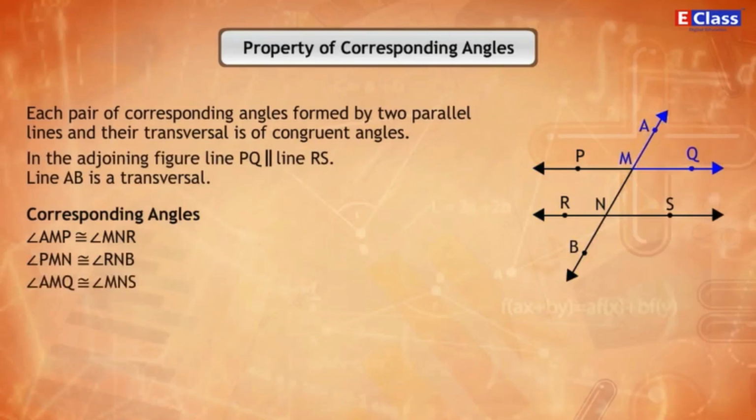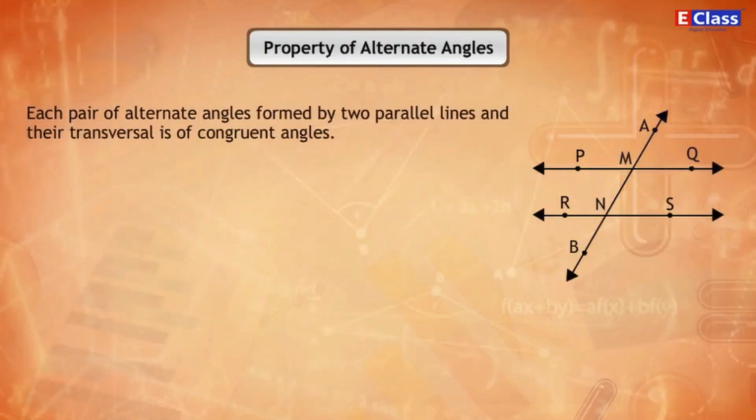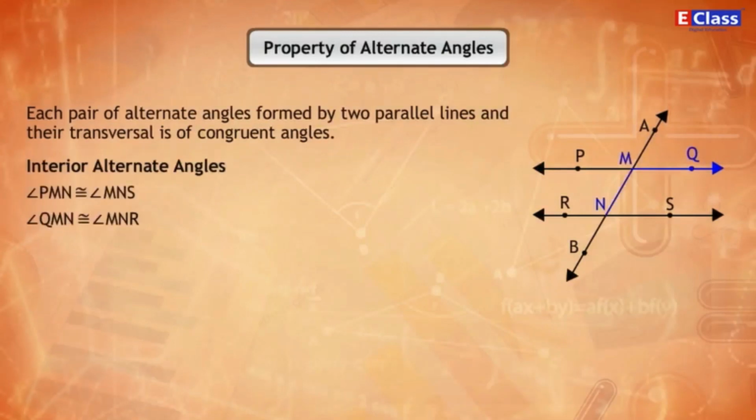Property of alternate angles. Now let us learn about the property of alternate angles. Each pair of alternate angles formed by two parallel lines and their transversal is of congruent angles. Interior alternate angles. Angle PMN is congruent to angle MNS. Angle QMN is congruent to angle MNR.